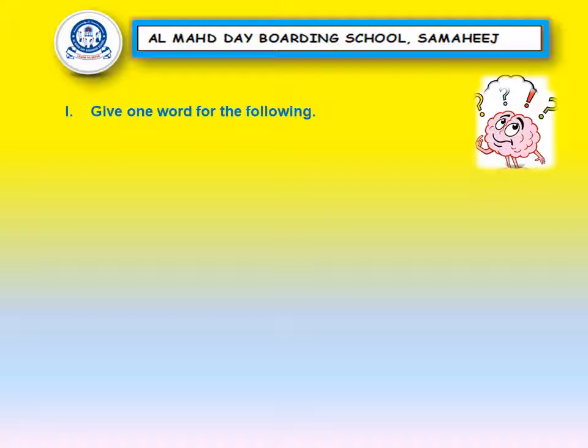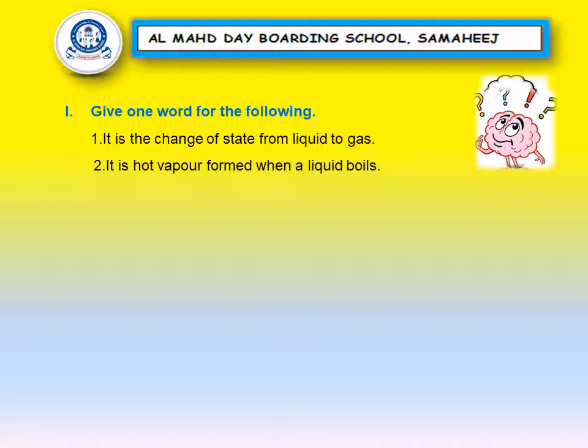First part of Assessment 1, give one word for the following. Number 1, it is the change of state from liquid to gas. Number 2, it is a hot vapor form when a liquid boils. So you're going to identify what is being asked in each statement.